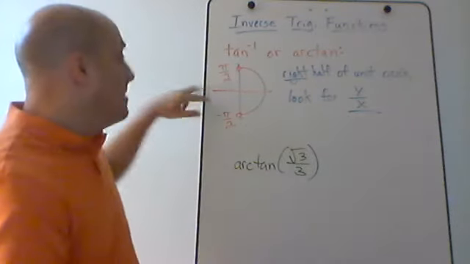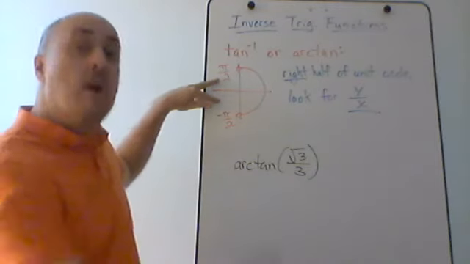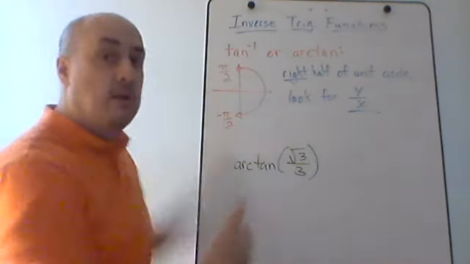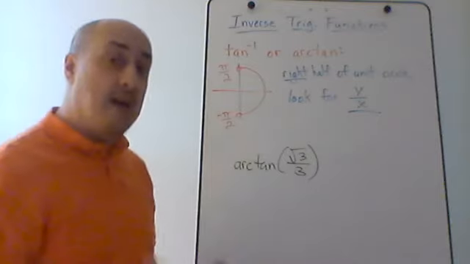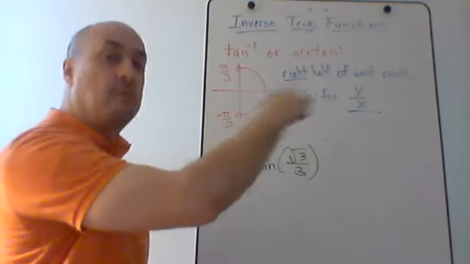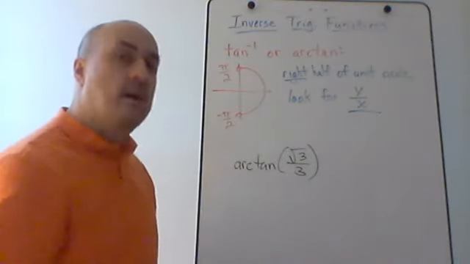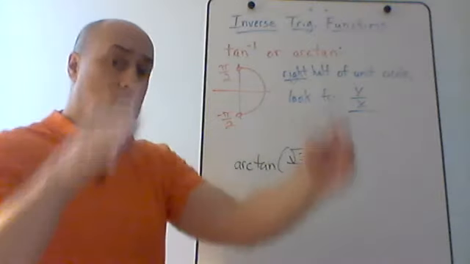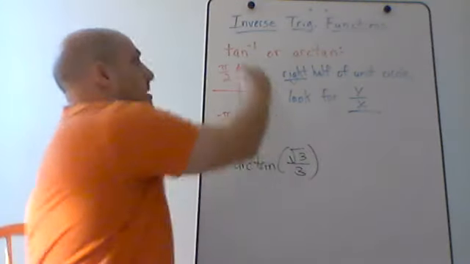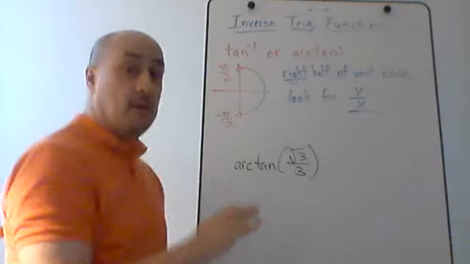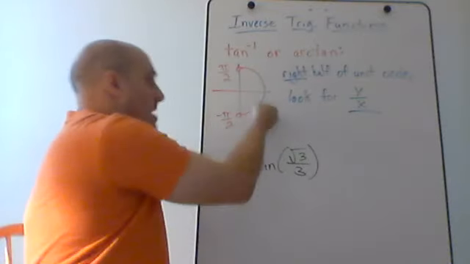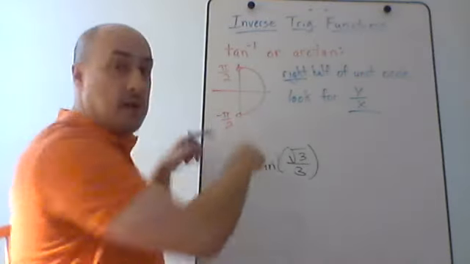For the inverse tangent function, we're looking at the right half of the unit circle. So the inverse tangent and inverse sine functions are similar in that for both of those we use the right half of the circle. The inverse cosine is the one that's different. That's the one where we use the top half. Sine and tangent are the right side. Cosine is the top side of the circle.